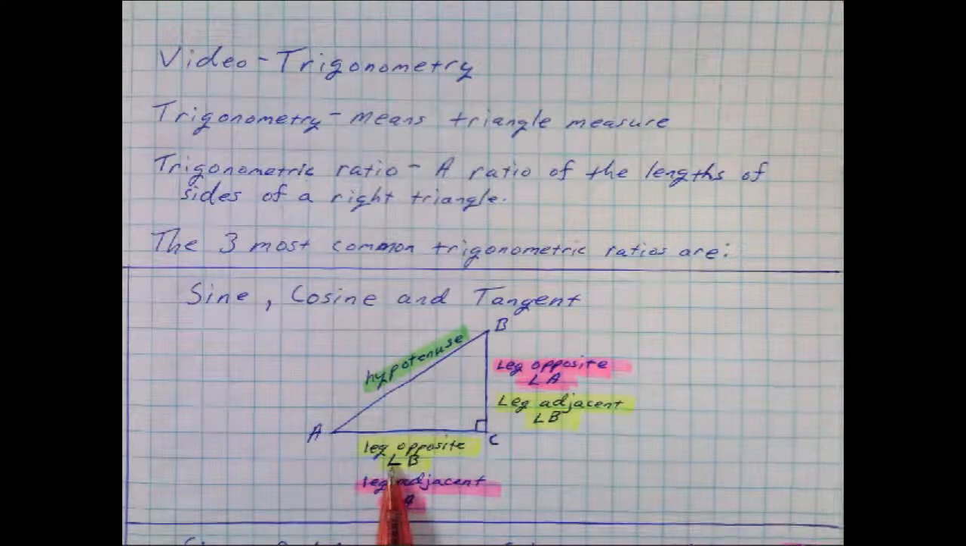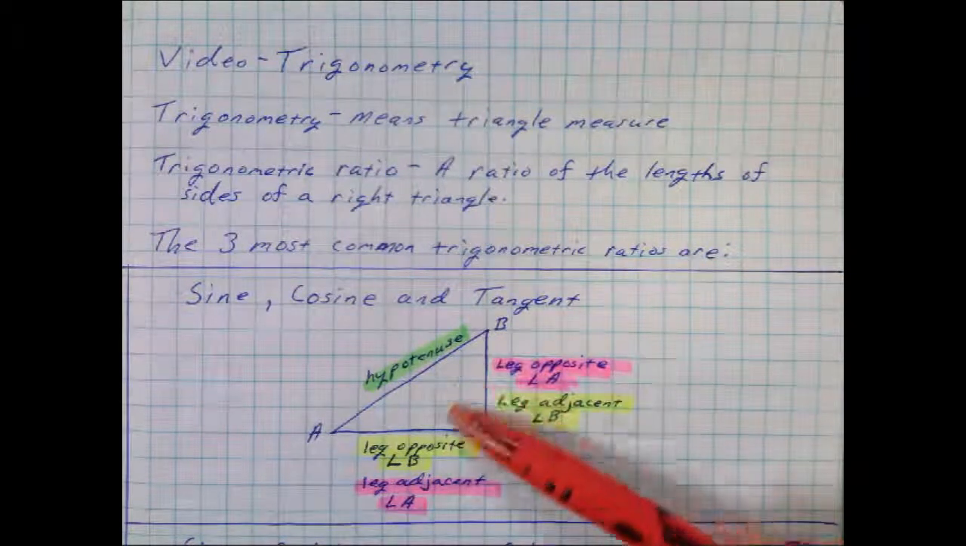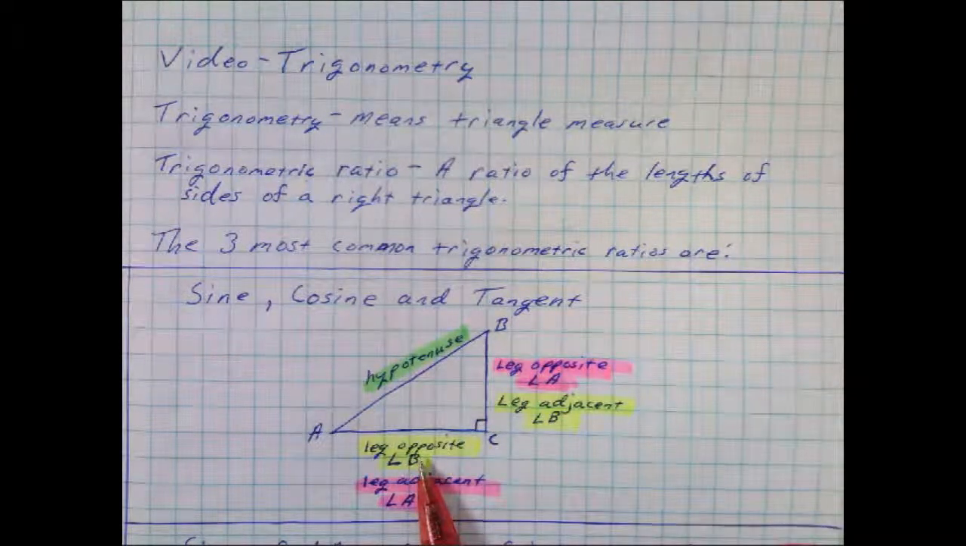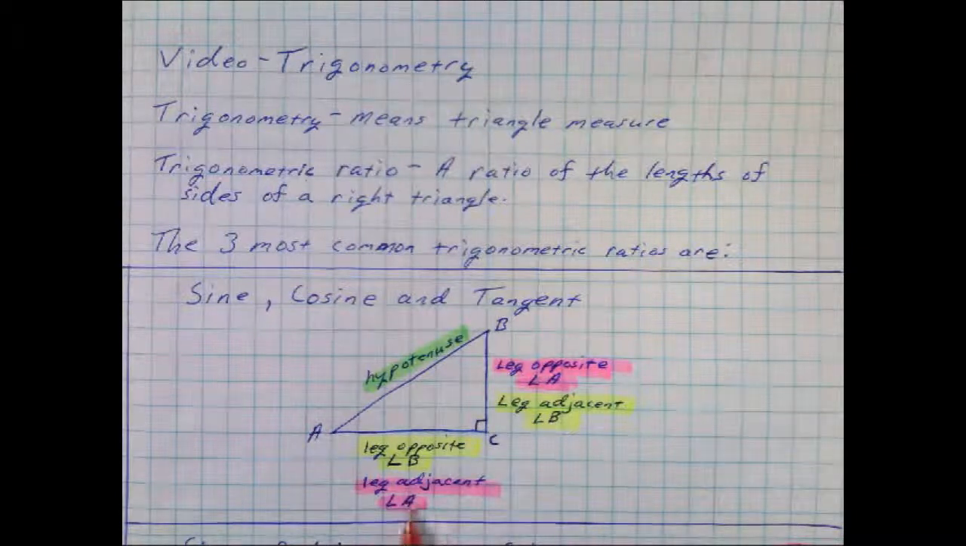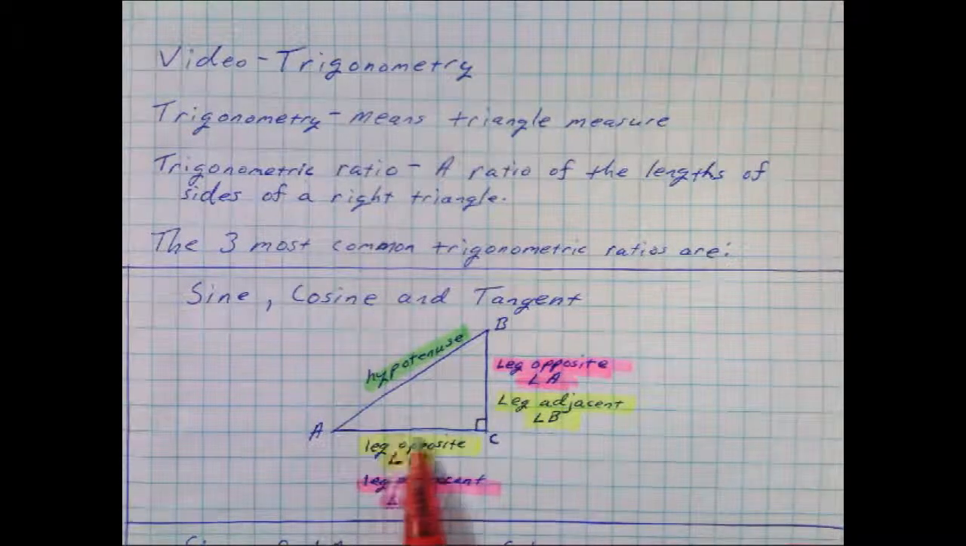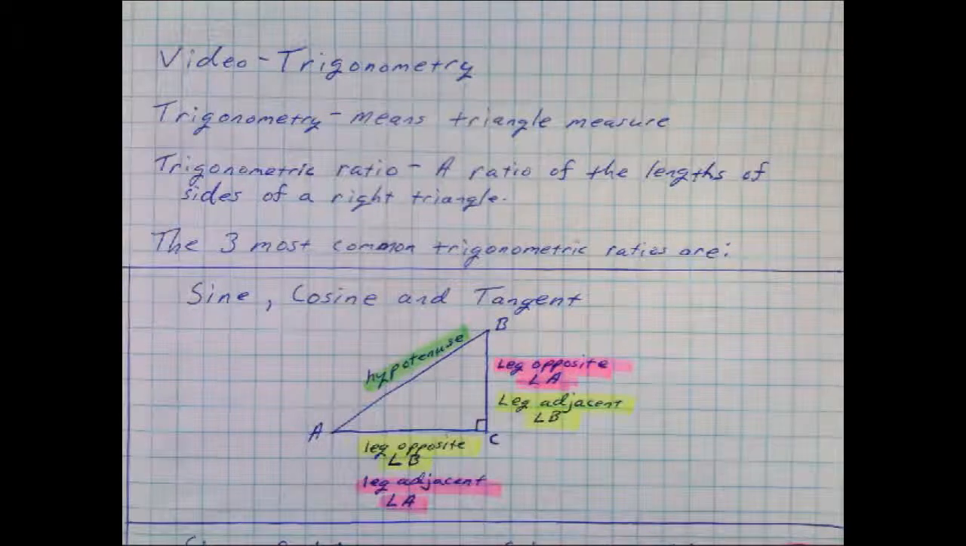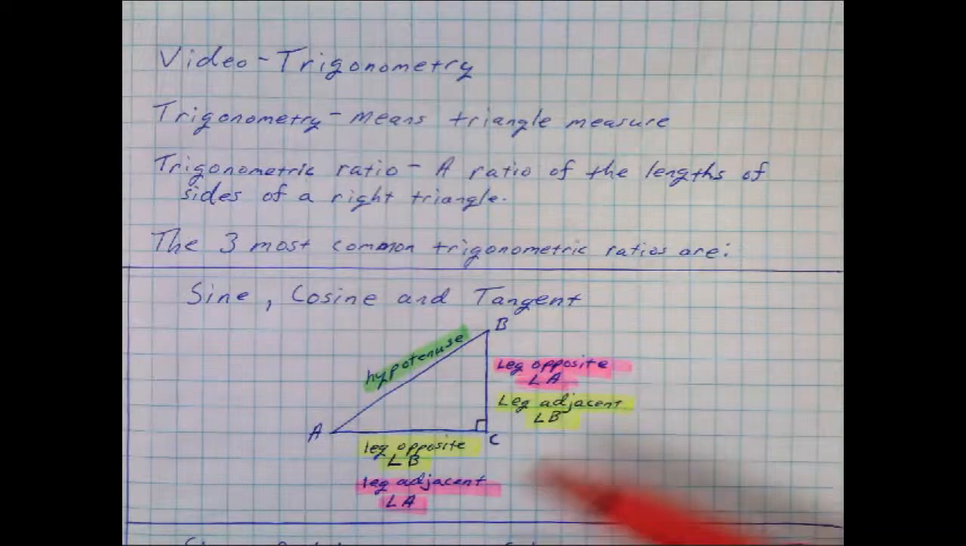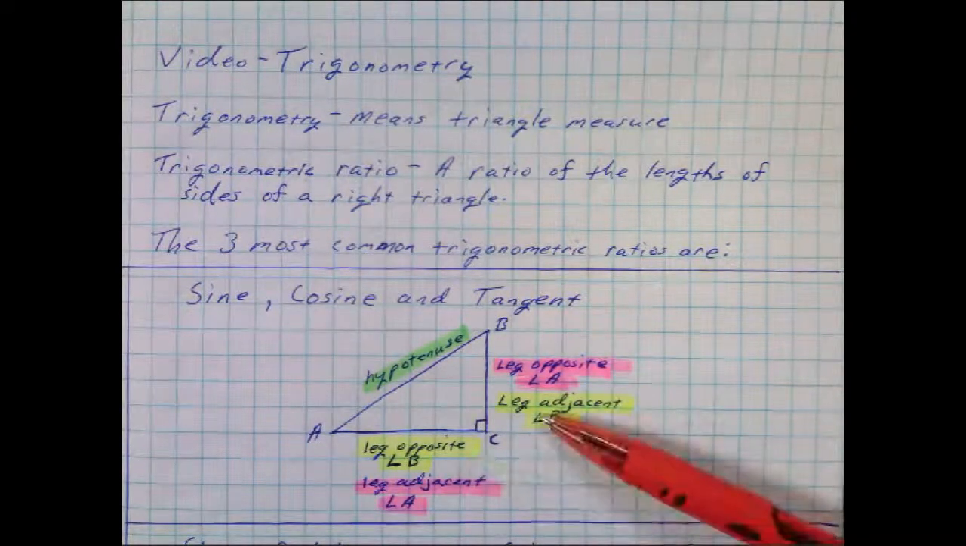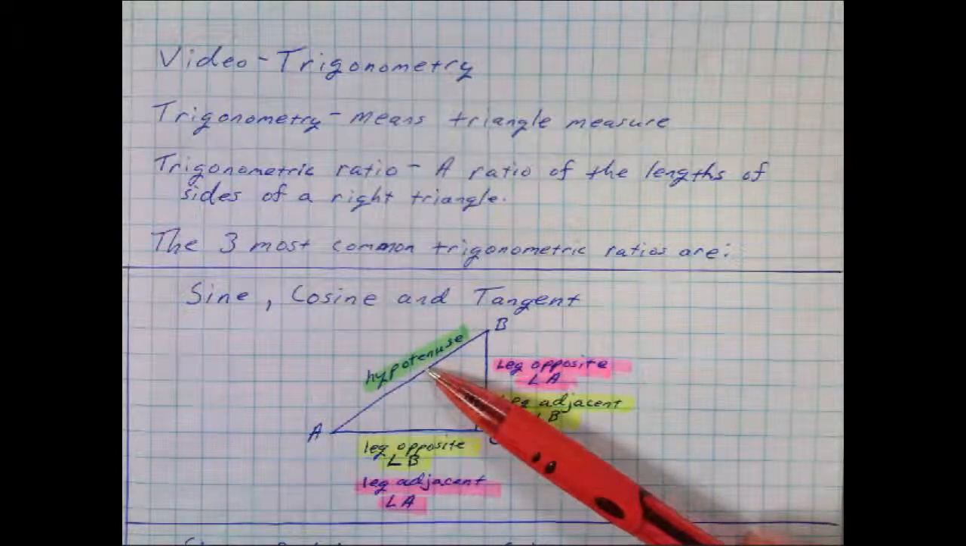And then down here at the bottom, I did the leg opposite of angle B, that's also in yellow. And then the leg adjacent to angle A is also in pink. So anything to do with angle A, I put in pink, angle B was in yellow, and then the hypotenuse is in green.